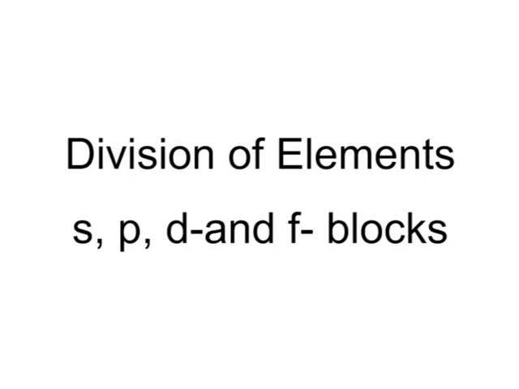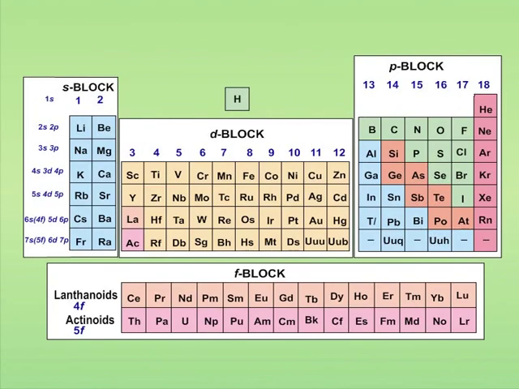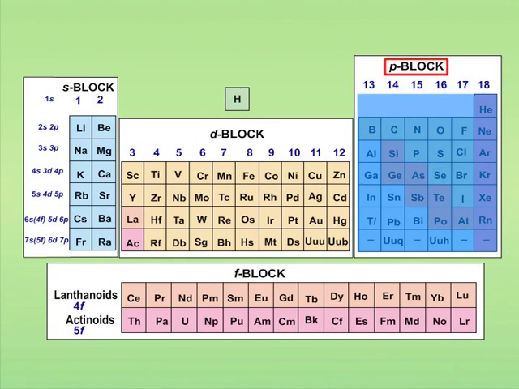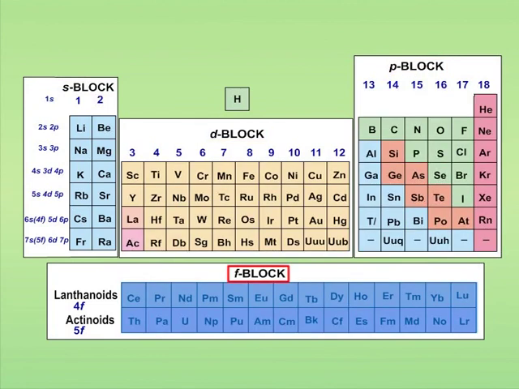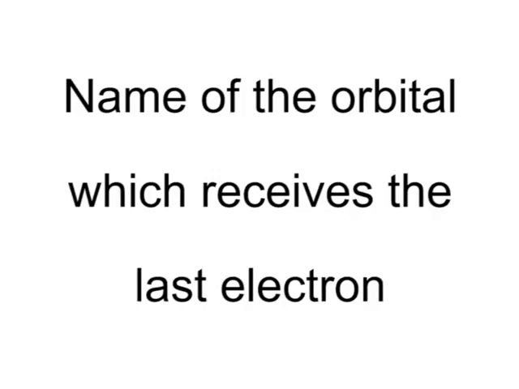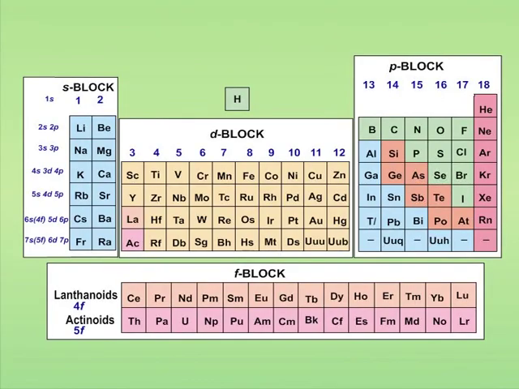Division of elements into s, p, d, and f blocks. Elements in the long form of the periodic table have been divided into 4 blocks, that is s, p, d, and f. This division is based upon the name of the orbital which receives the last electron. We will discuss them one by one right now.